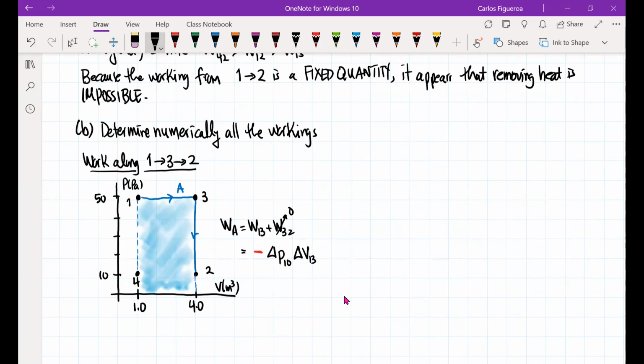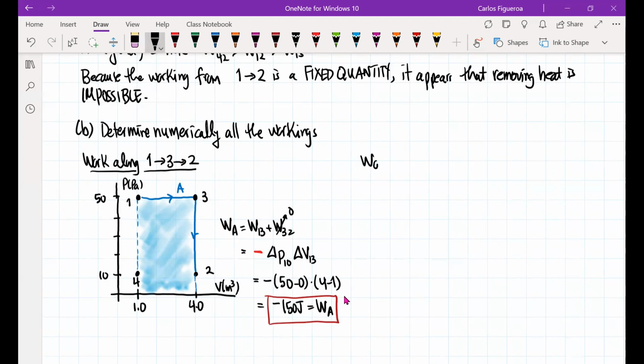So if I look at this numerically, it then now reads what? It's going to read minus, then I'm going to get 50 minus 0 times 4 minus 1, and this is going to give me negative 150 joules, and that's the work of A. Now, let's do the exact same thing for the work of B.